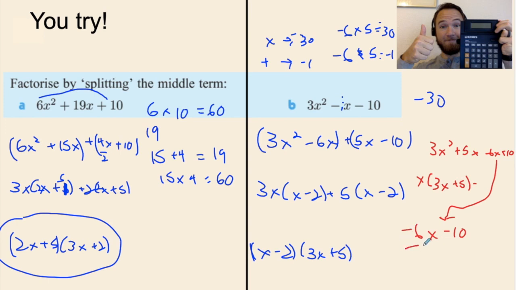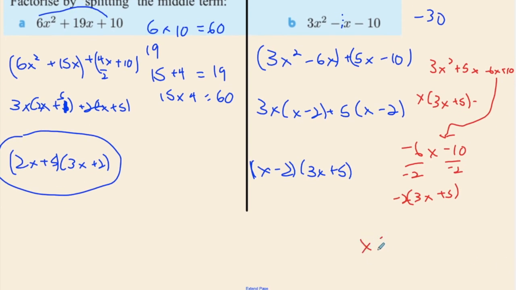Instead, we need to take out this negative. So we divide by negative 2, and we get 3x plus 5, okay? And there's negative 2 on the outside. And then we have x times 3x plus 5 minus 2 times 3x plus 5. We divide 3x plus 5 out, and we're left with x minus 2. Same exact thing, okay? When we have negatives, it gets a bit trickier, but again, if you just follow the rules, not too bad.